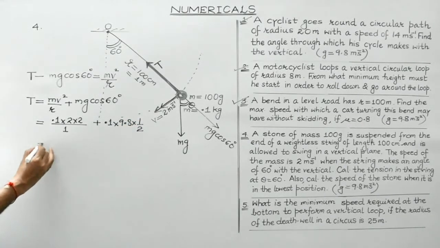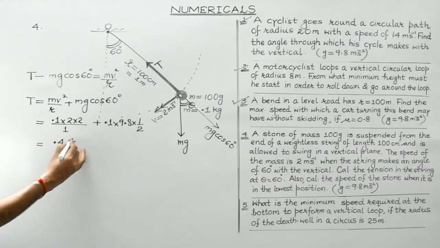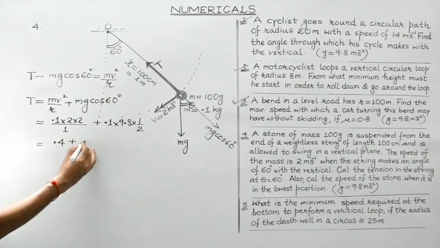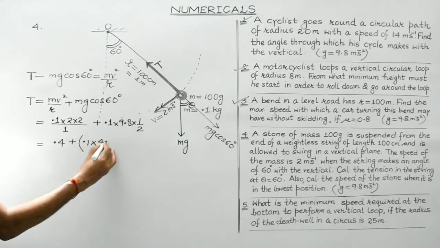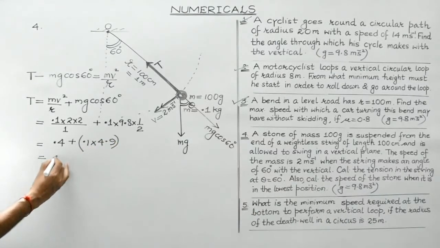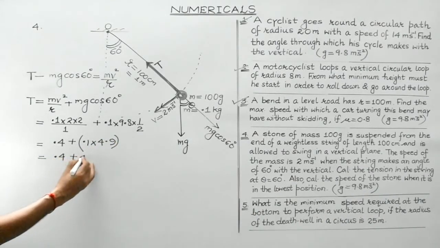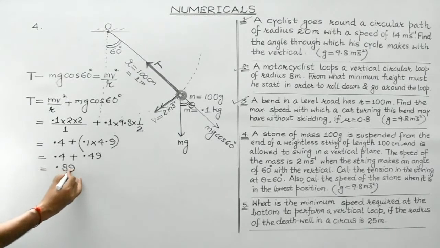So let's try to solve it. It will give us 0.4 plus 0.1 multiplied by 4.9. So that will, students, give us 0.4 plus 0.49. So it will be equal to 0.89 Newton.